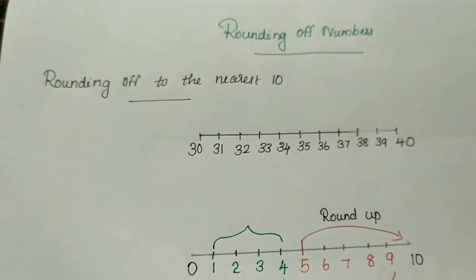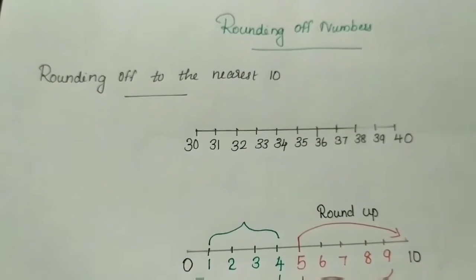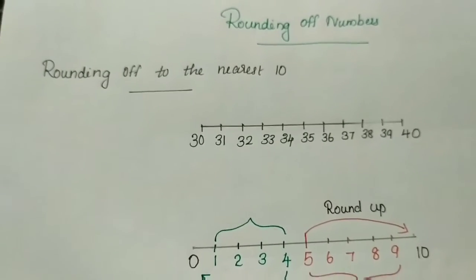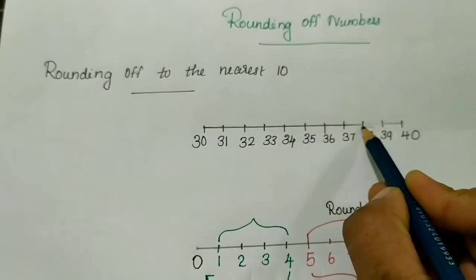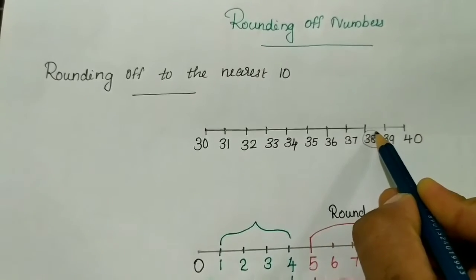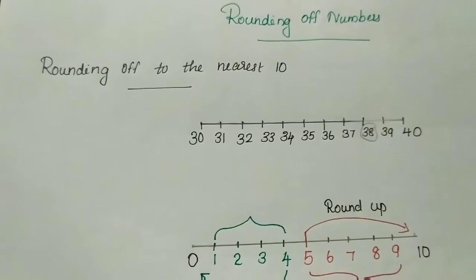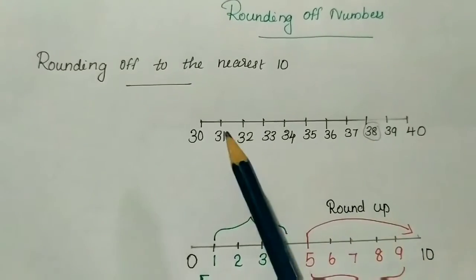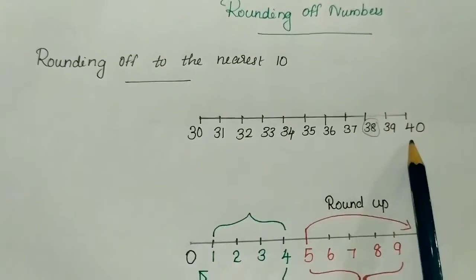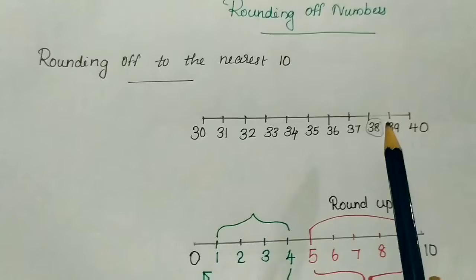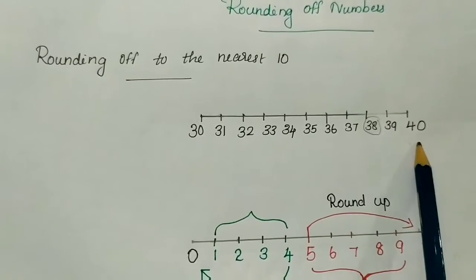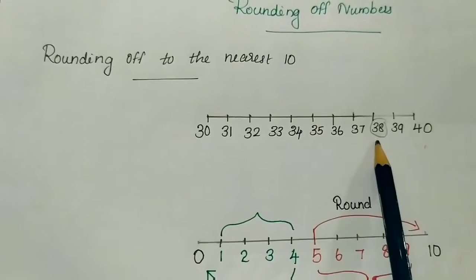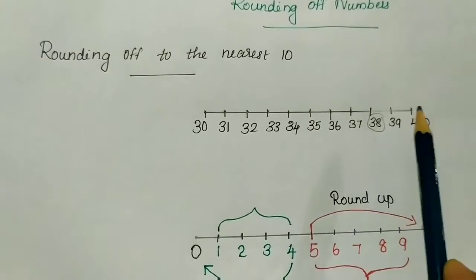Children, now let's learn how to round off numbers to the nearest 10. For that, consider the number 38. We have to round off this number to the nearest 10. 38 is between 30 and 40, and it is closer to 40. So, 38 can be rounded off to 40.